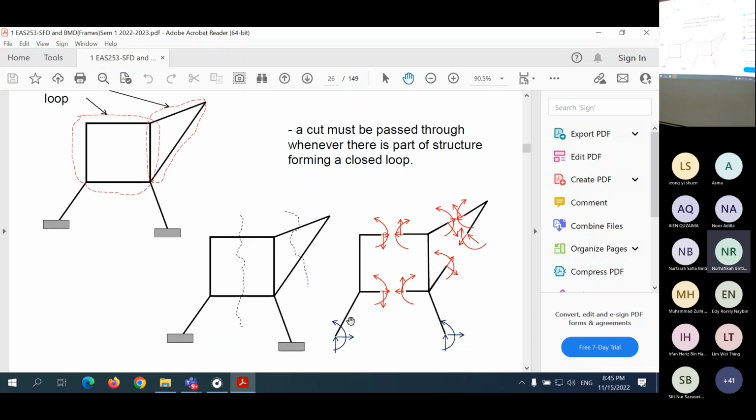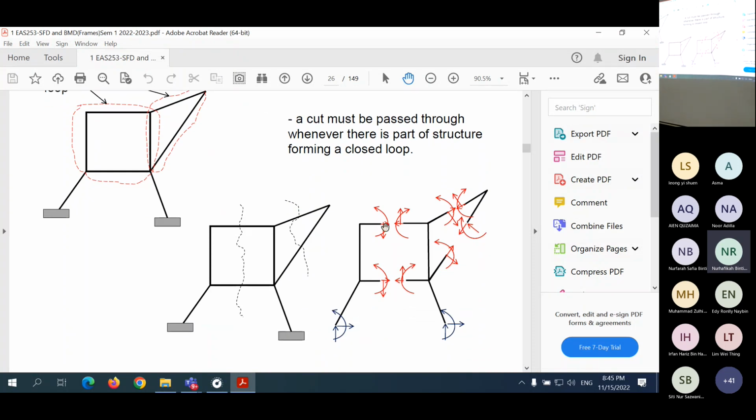So you get 3 here. 1, 2, 3. Okay. Then how many internal forces? This one cut, you have 3. Only 3 here, not 6. Okay, 3 here because these are the same magnitude, only the direction is different.